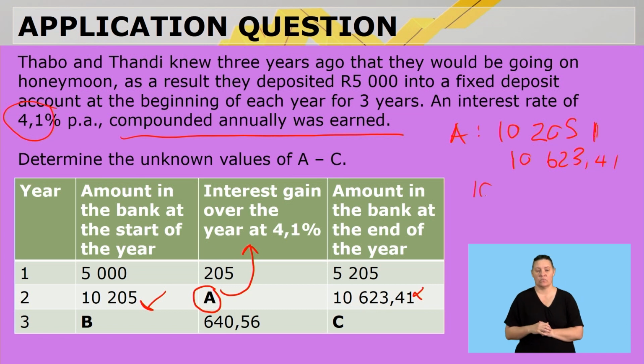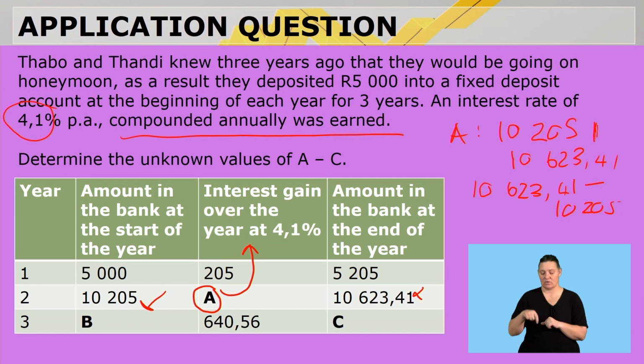So we'll say 10,623 Rand 41 minus 10,205 Rand. If you take your calculator and deduct the two, 10,623 Rand 41 minus 10,205 Rand, then the interest gained would have been 418 Rand and 41 cents.